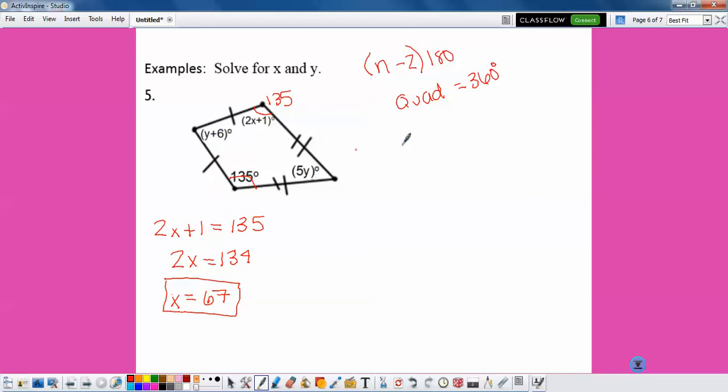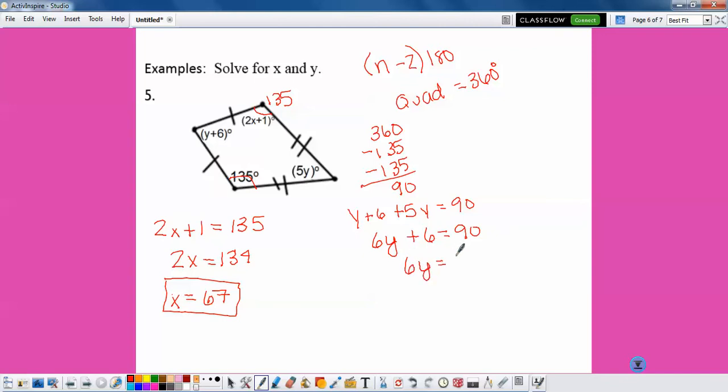So 360, we already have 135 twice, which leaves us with 90 degrees. So that means y plus 6 plus 5y has to equal the 90 degrees that are left. Combine like terms, 6y plus 6 equals 90. Subtract the 6, 6y equals 84. Divide both sides by 6, y equals 14.